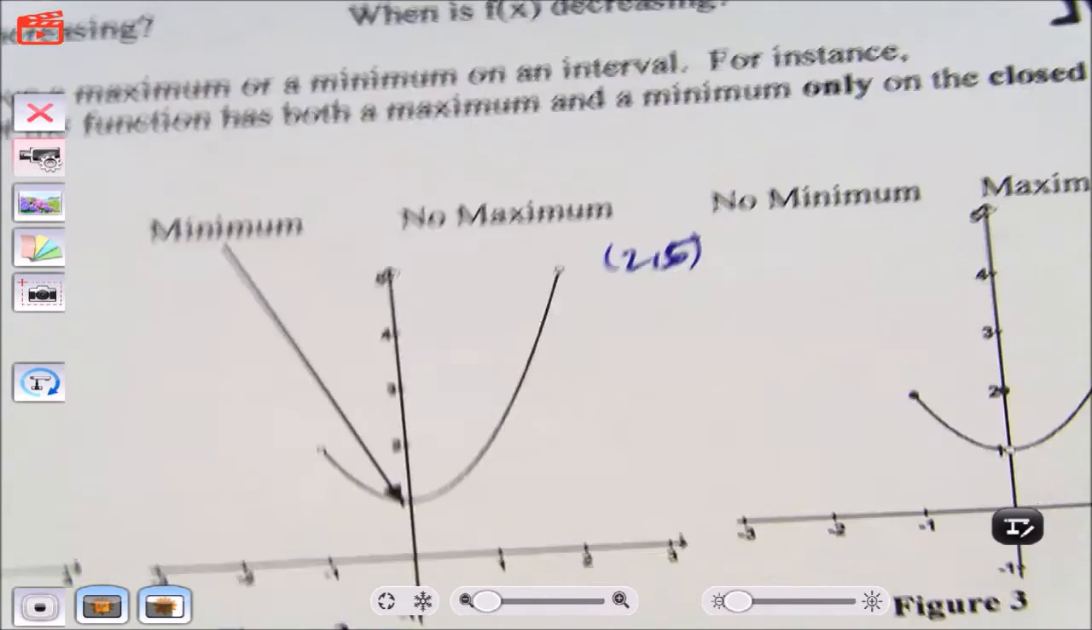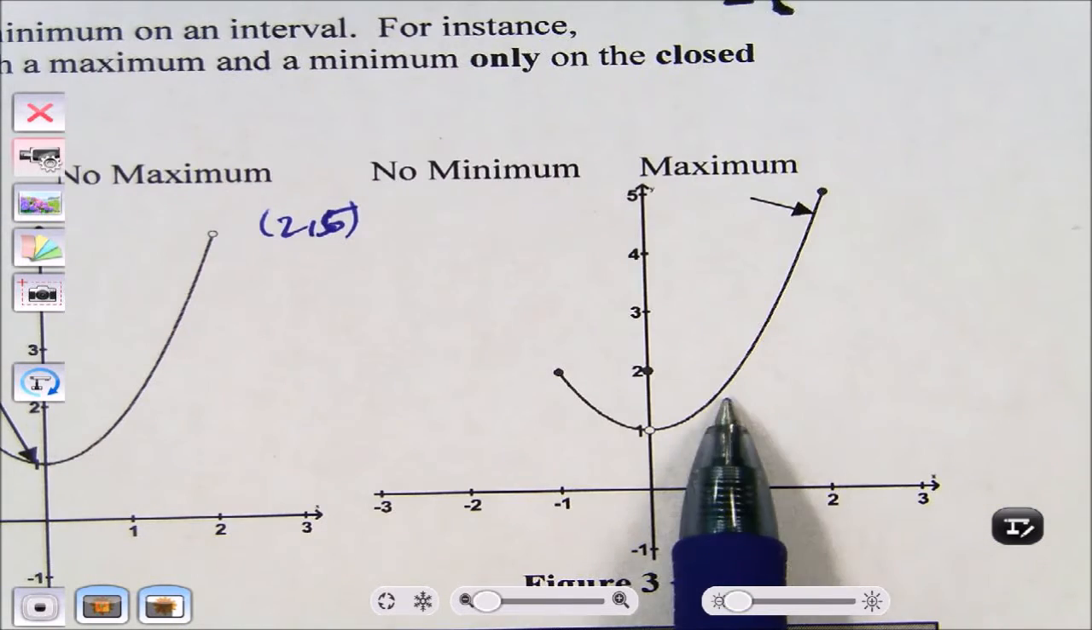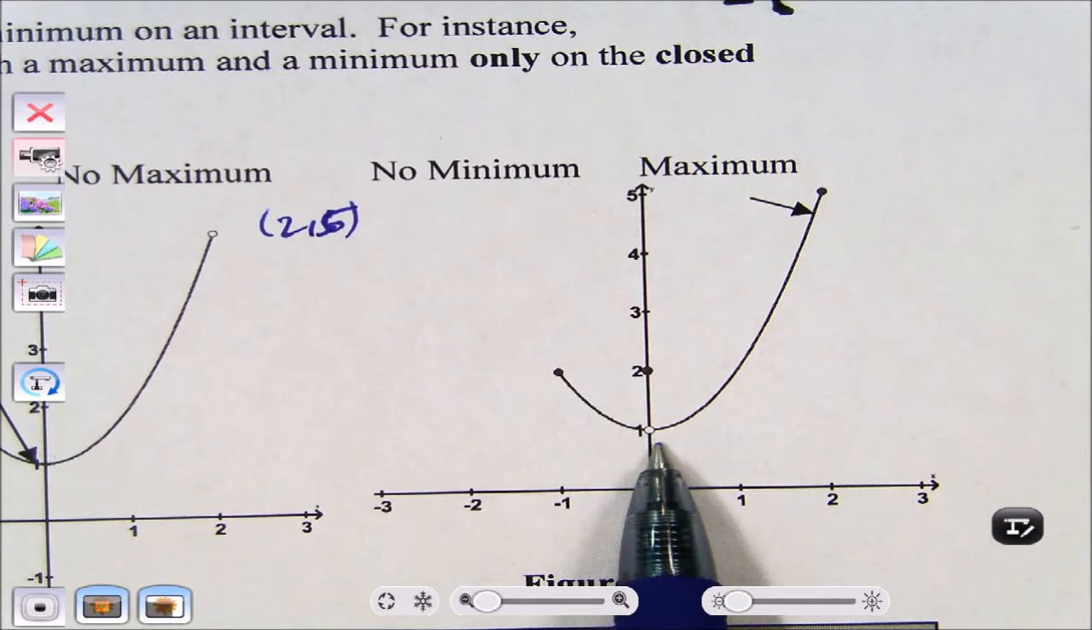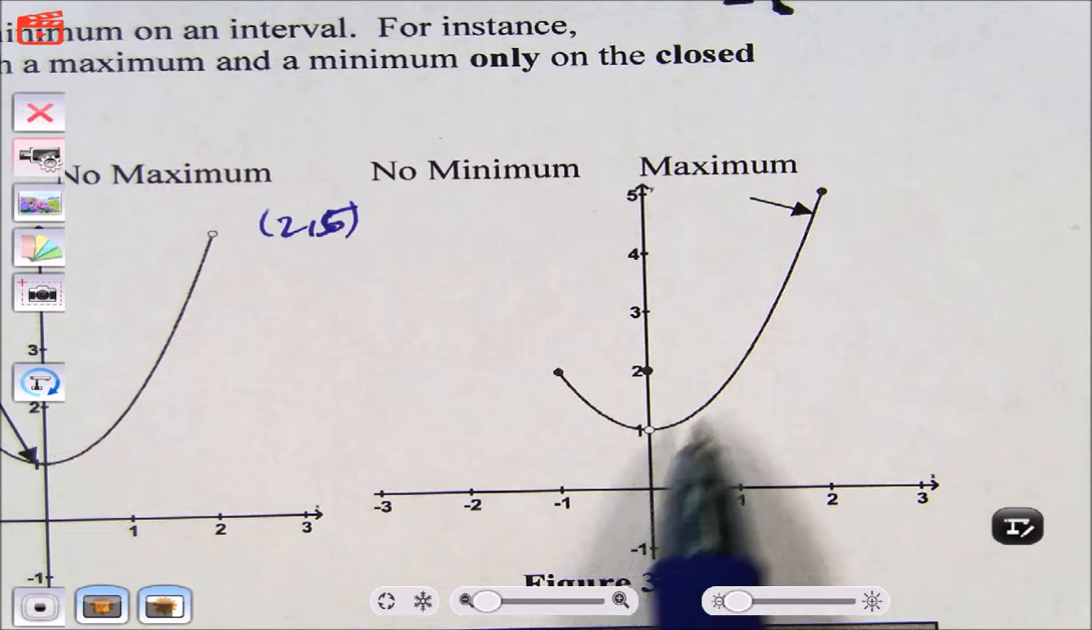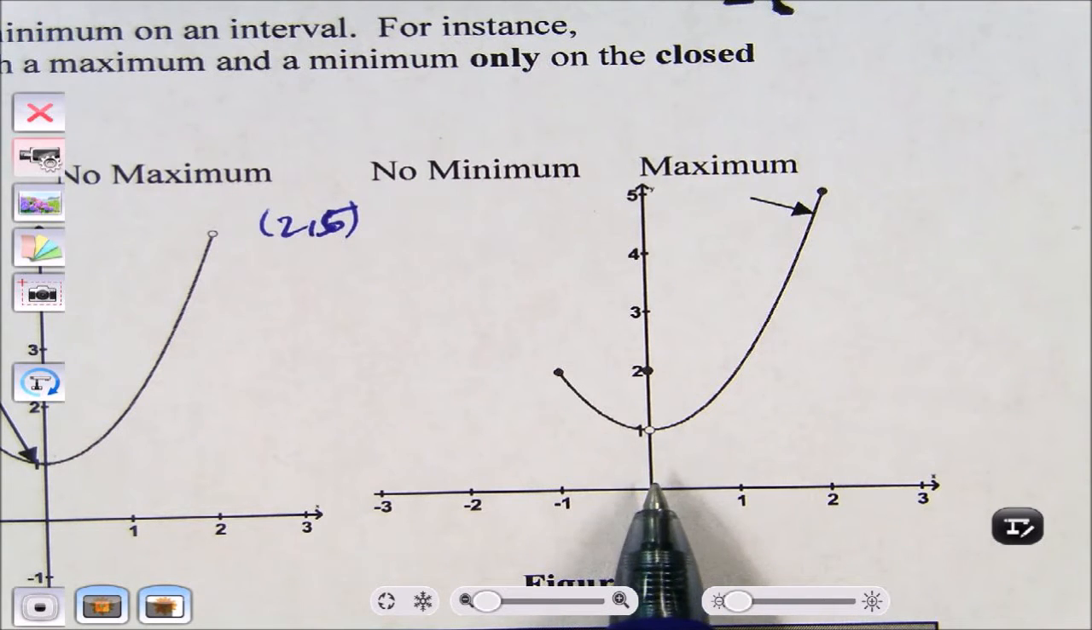And then the third example, there's a hole here. That means this one doesn't have a minimum. So this open business is a royal pain when it comes to max and min.